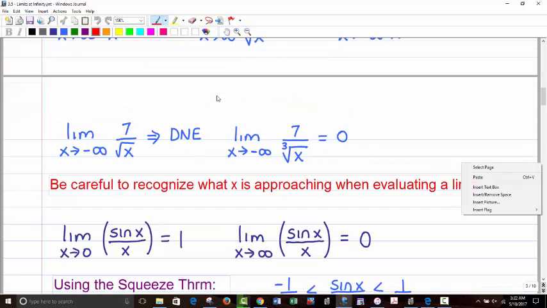Over here, I threw one in right there, so you see negative infinity, I put a square root there, it would be DNE. But notice that when I put a cube root, it would still be 0. So that's the whole issue about it being defined or not.